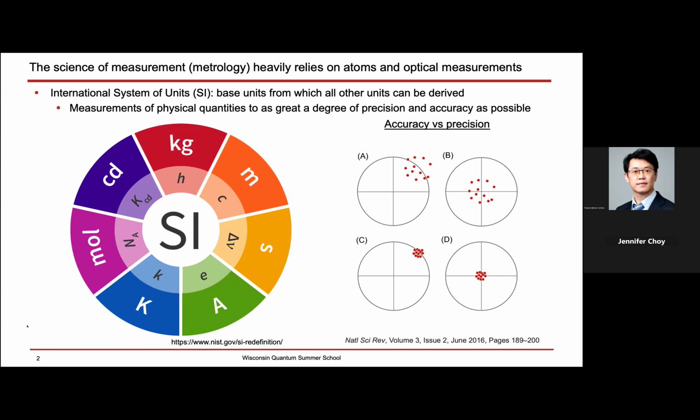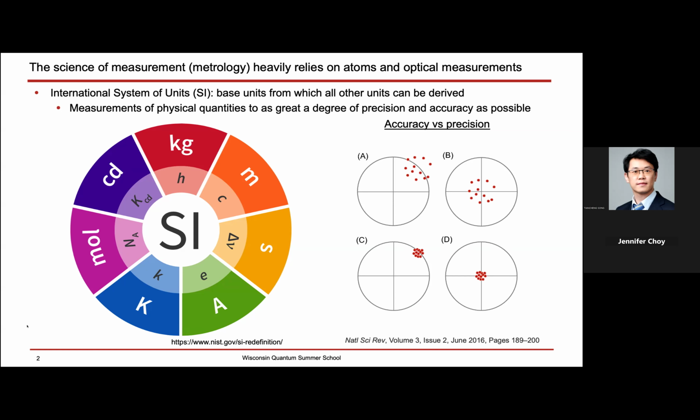B, thank you. And then what about the scenario where I'm completely precise, but not accurate? I'm just off the bar. Yep, go ahead. C, right? And then of course, the scenario that you want to be in is one where you have the best of both worlds, where you're both accurate and precise.